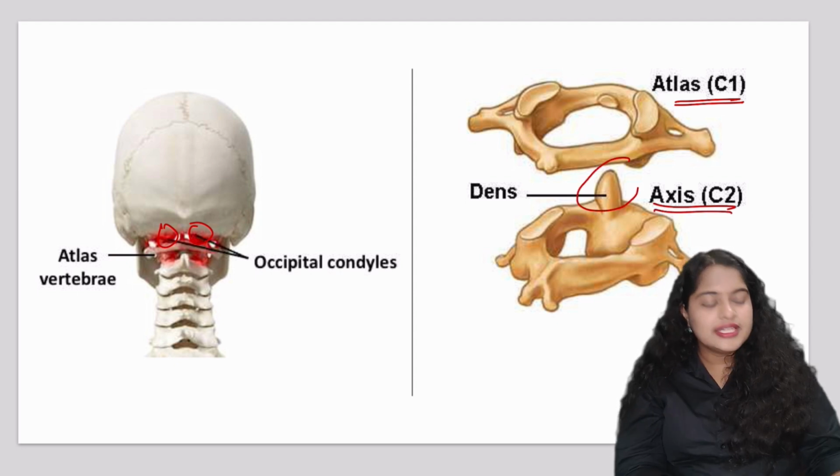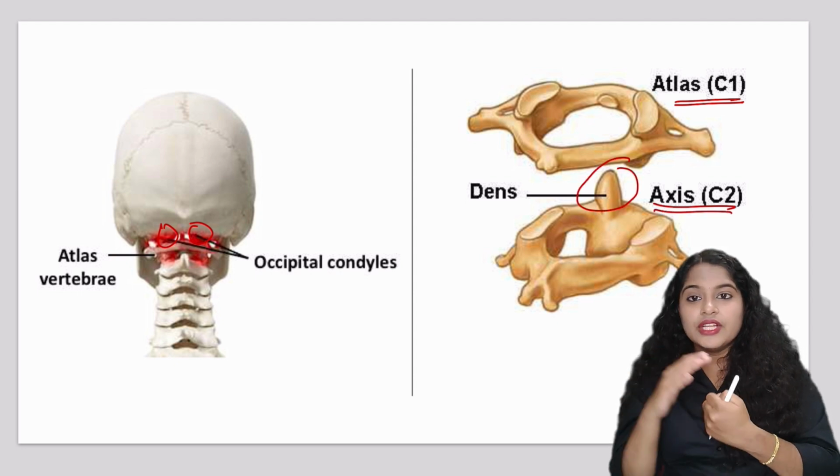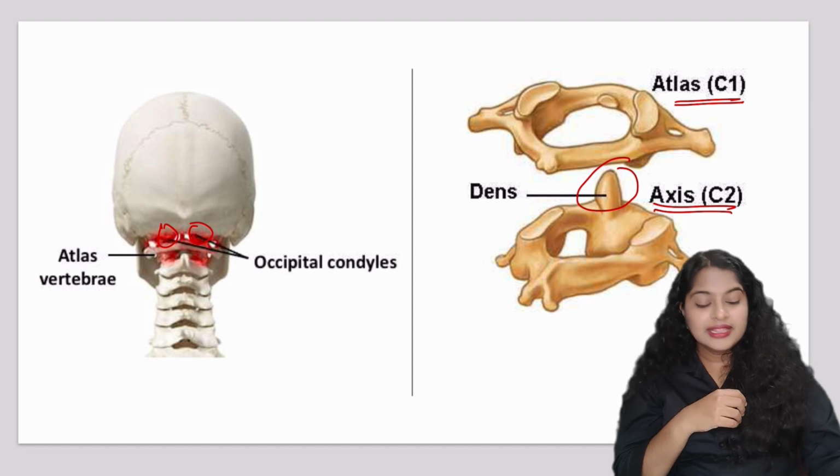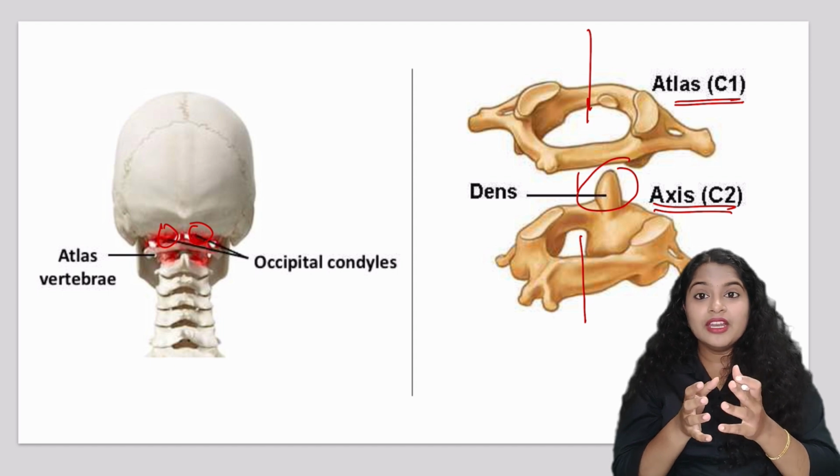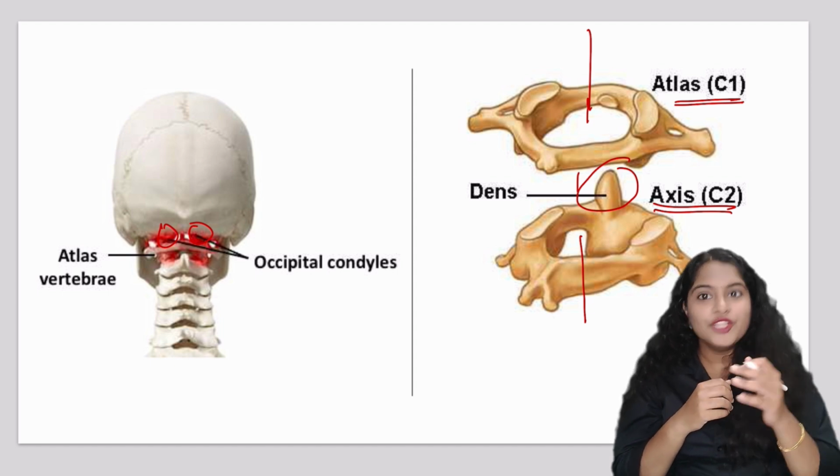You can see here this is dense, and this is the region which articulates to the other vertebrae. And there is a central region, the central canal, also called the neural canal, because your spinal cord is situated in that neural canal.